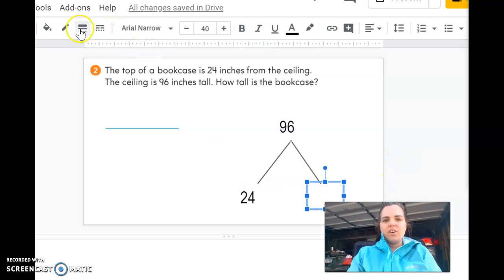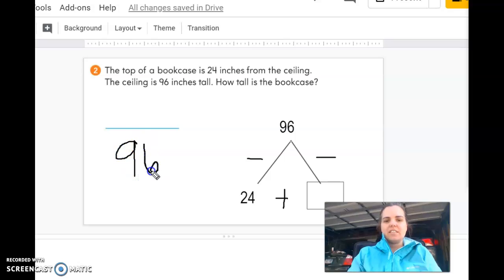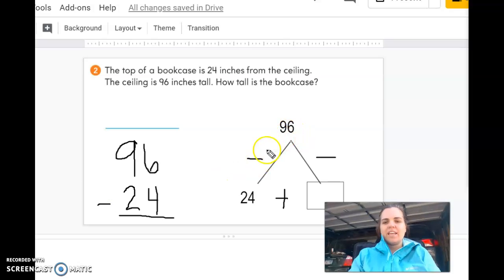So then our unknown is here. We don't know how tall that bookcase is. So what do I need to do to solve it? Yep, I can either subtract 96 minus 24, or I can do 24 plus what equals 96. I'm going to go ahead and do 96, 24, make sure my ones and tens are all lined up, equals subtraction because I'm taking away. 96 minus 24 equals what?